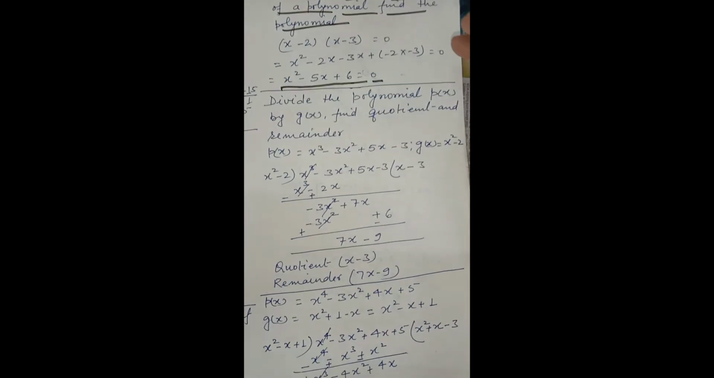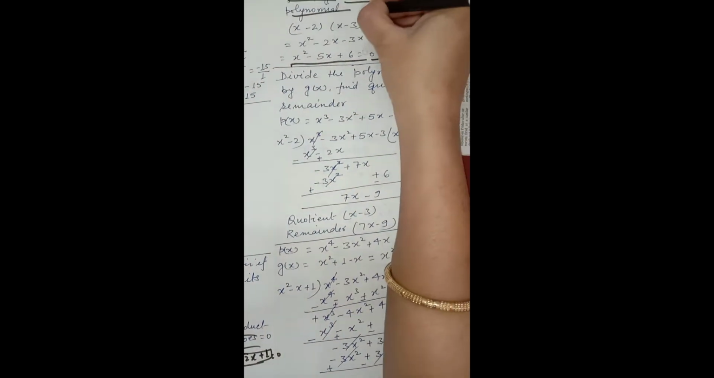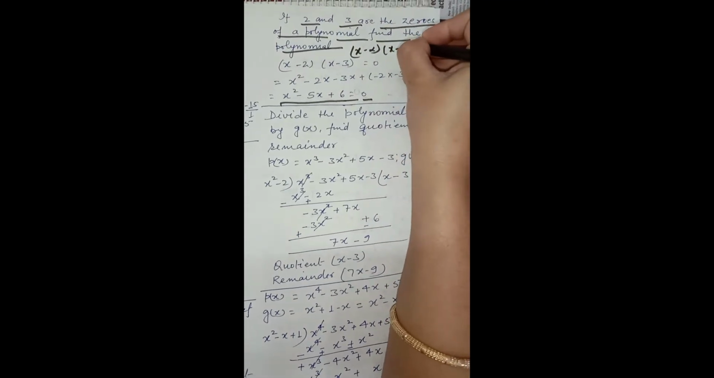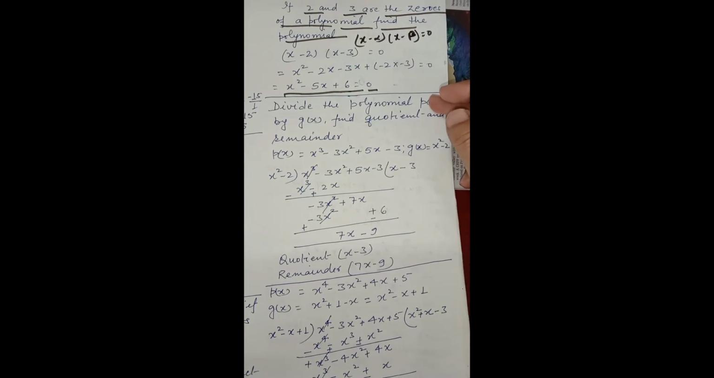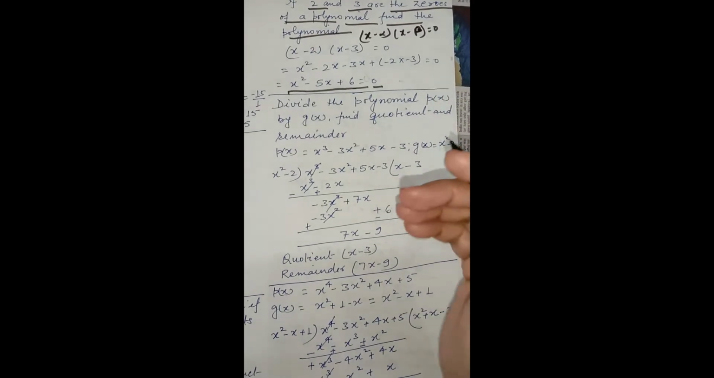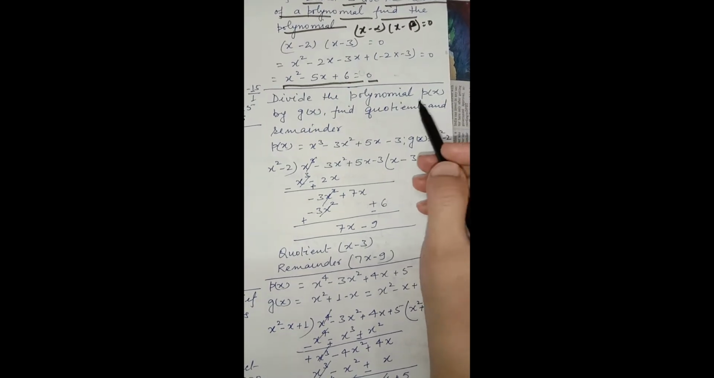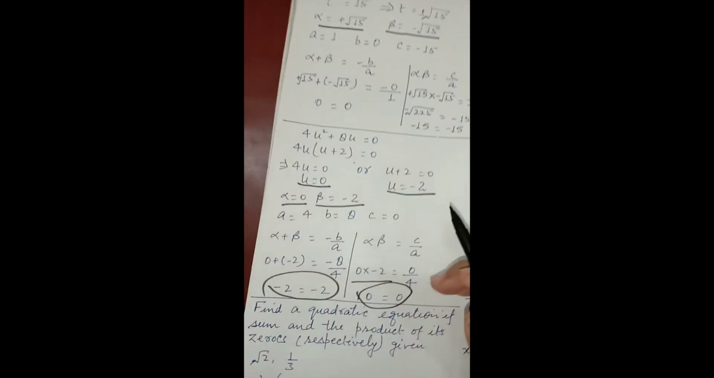So if you know the zeros of the polynomial, then this is the way: x minus the first factor and x minus the second factor. You multiply both the equations and put equals to 0. This is the way to find the equation. And if the sum and the product of the zeros is given, I told you the previous way to find the equation. Now the next topic is divide the polynomial px by gx. You have done exercise 2.1 already, and now 2.2 you will do.